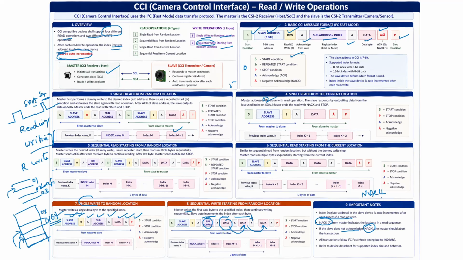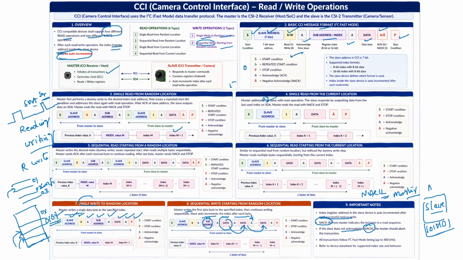One NACK is related to the master: the master indicates the last byte of data in your read sequence, so you get the NACK. Another case is when your slave is not responding. That means whatever address you are sending is not matching any particular slave, so no slave is responding to your master's condition. At that time also you will receive a negative acknowledgement. Understood?